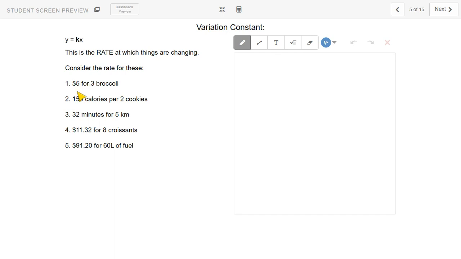You probably remember this from when we did ratios, but we can always find the rate. Now, what's the rate for the price of broccoli? We have $5 for 3 broccolis. Now we have 2 units going on here, and we're going to rewrite it. So we have $5 over 3 broccolis. So when we simplify that, we would get $1.67, and I've rounded that, per broccoli.